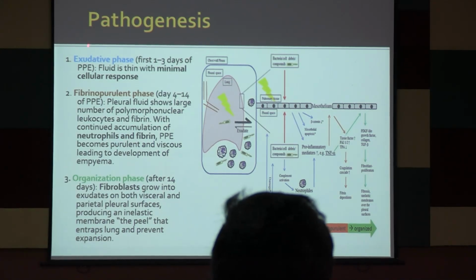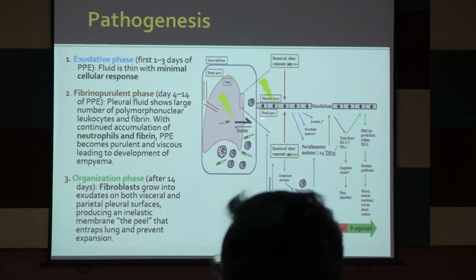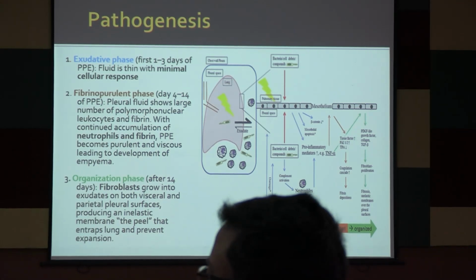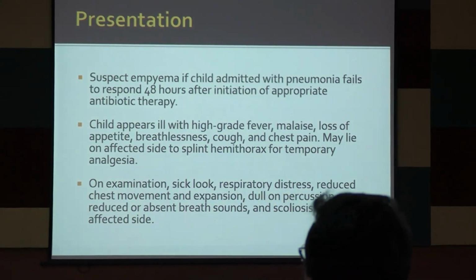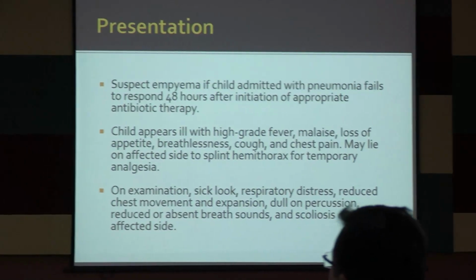So first there is fluid formation, that is thin fluid, then there is deposition of the neutrophil along with the fibrin, that is known as fibrinopurulent stage, where the pus is forming in this stage. And then last there is formation of the inelastic membrane that prevents the lung from expansion.